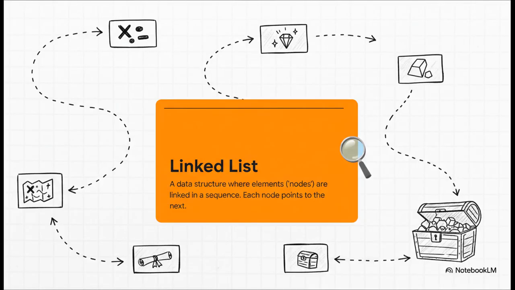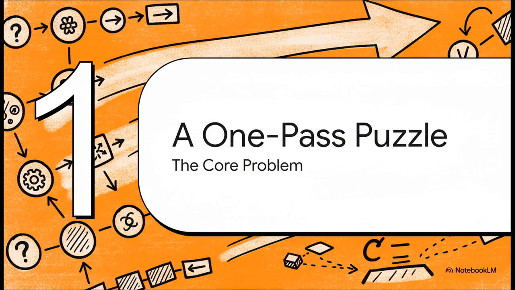Okay, so to get started, let's talk about our main player here, the linked list. The best way to think about it is like a chain of clues in a treasure hunt. You're standing at one clue, a node, and it only tells you where the very next clue is. That's it. You can't skip ahead, you can't go backward, and most importantly, you have no clue how long the chain is until you've walked the entire thing. That's the real challenge.